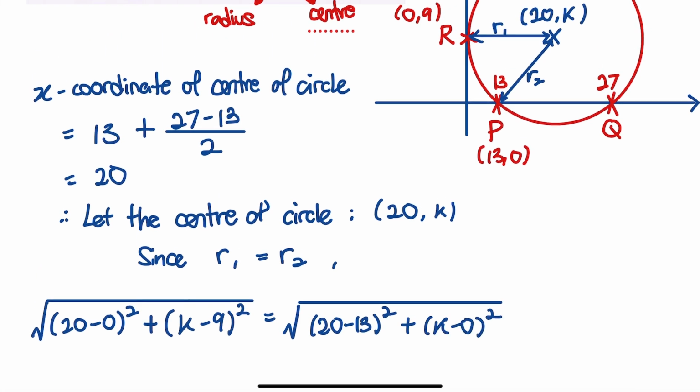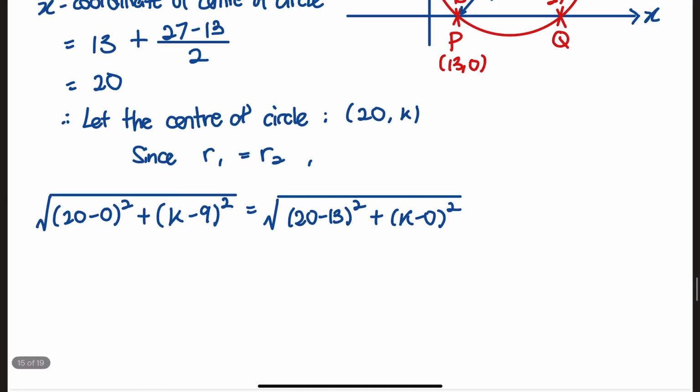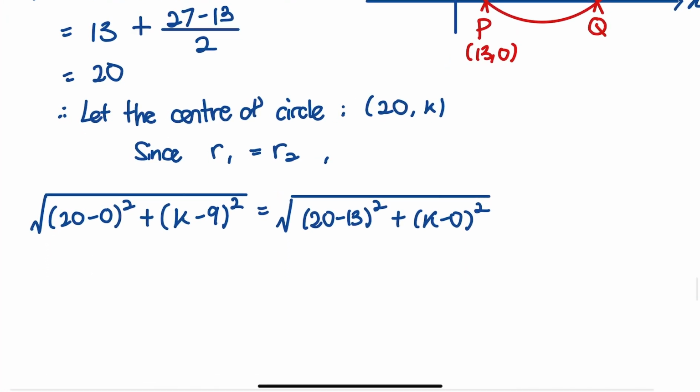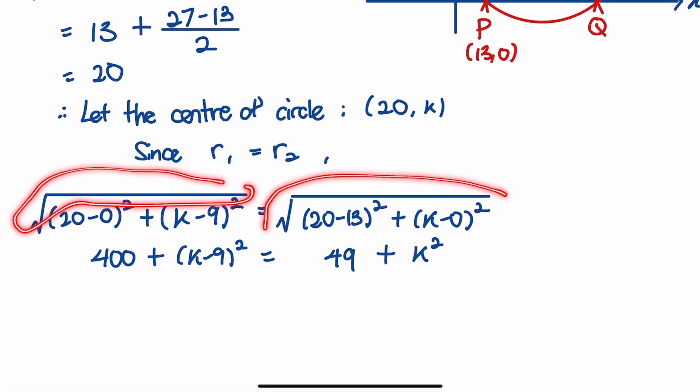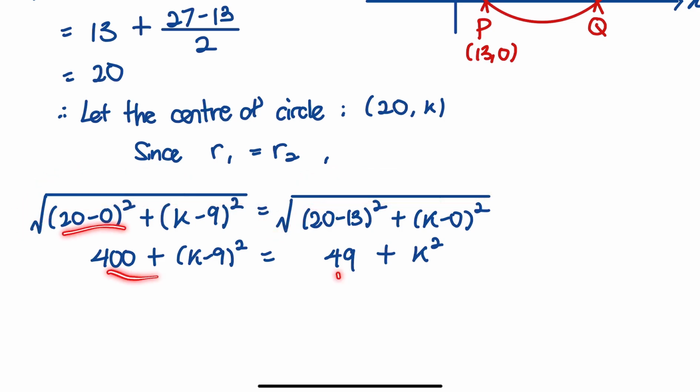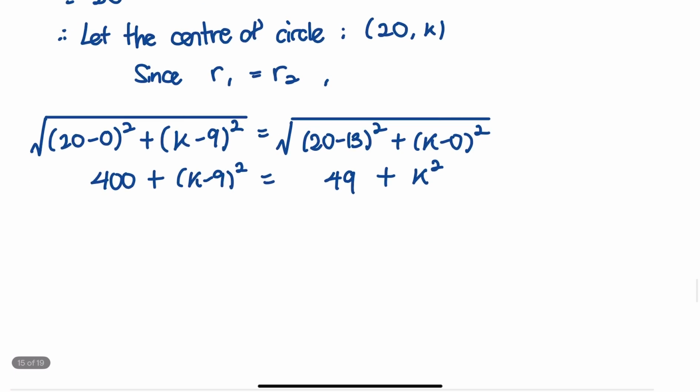Okay, so from here, I simplify very easily. You should get 400 plus k minus 9 square equals to 7 square, which is 49 plus k square. Okay, what I do is that I square both sides so the square will disappear. By squaring both sides, then I simplify the numbers to get this. Then from here, I continue to expand and simplify very simply.